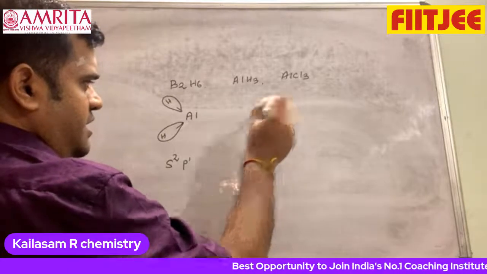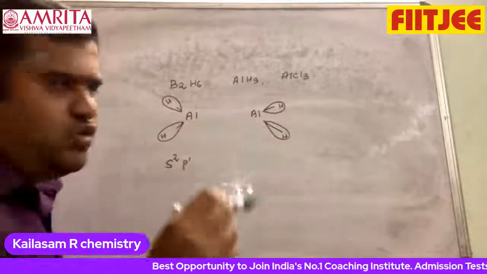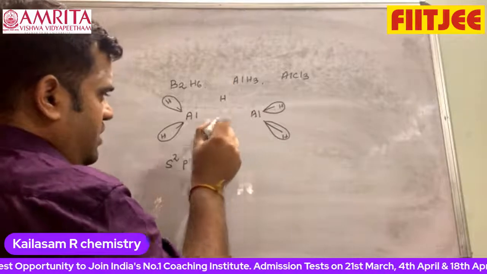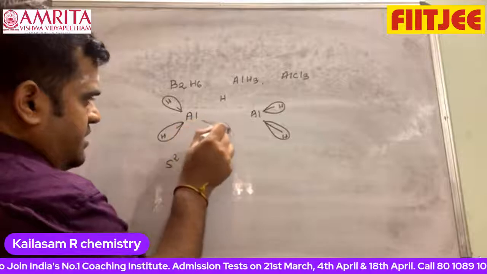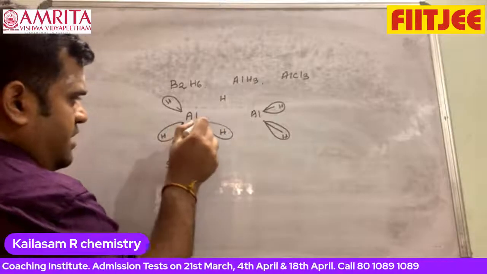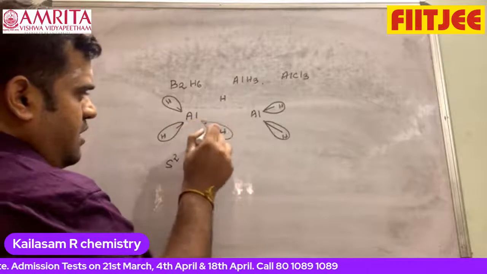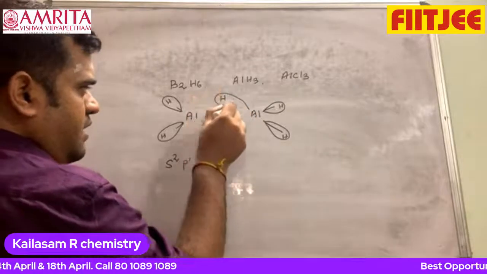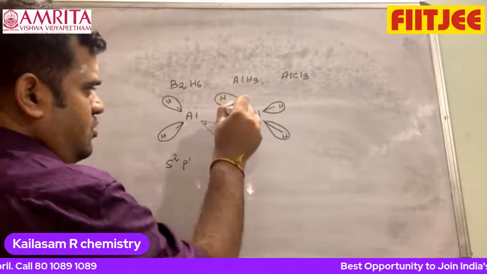Hydrogen, hydrogen. Now 4 hydrogens are there. Remaining 2. Look at this, above the plane and below the plane. I can say an electron is used here. Here also an electron, same thing. Here also an electron is used.